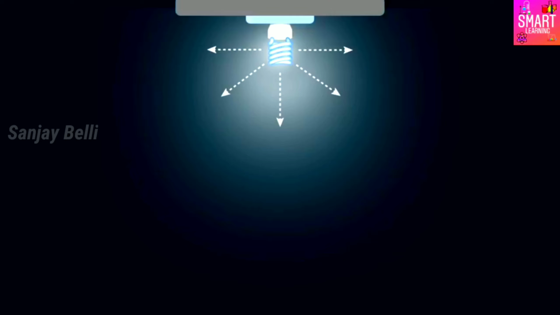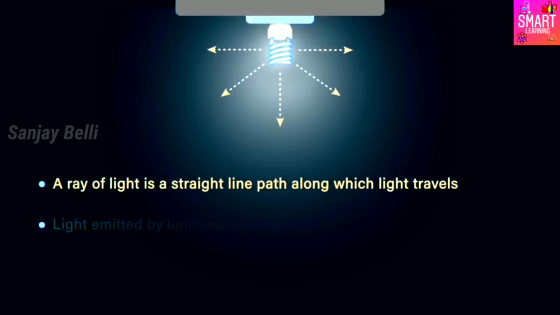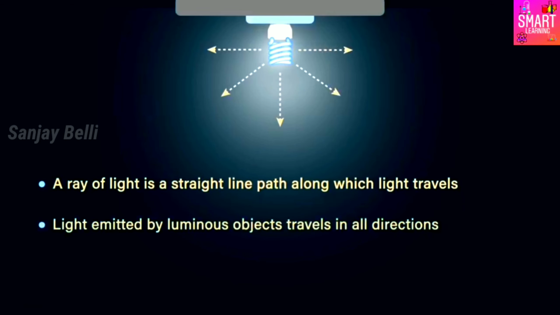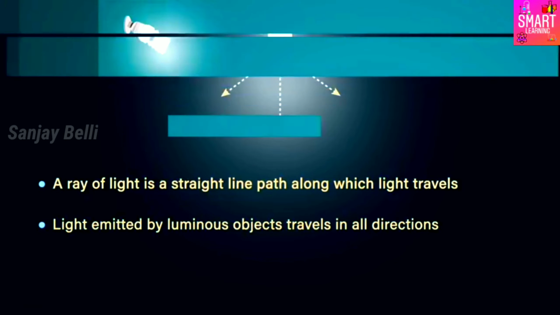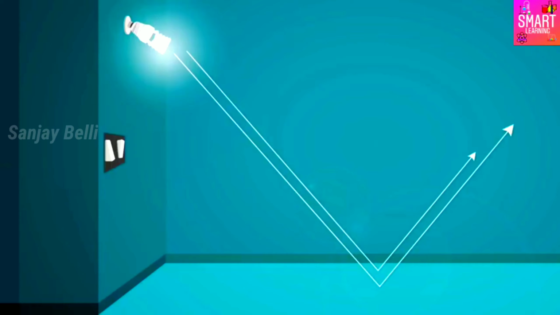These arrows are what we call rays of light. Here is how we define a ray of light. A ray of light is a straight line path along which light travels. So now we know that the light emitted by a luminous object travels in a variety of directions. Suppose rays of light from this fluorescent bulb fall on a surface. Being non-luminous, it reflects these rays and these reflected rays travel along a certain path.